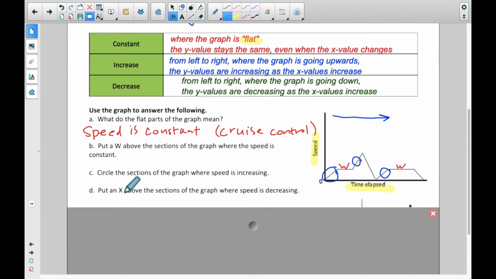And then finally it says put an X above the sections of the graph where it is decreasing. So this is decreasing and this is decreasing. That means they are slowing down in that part.